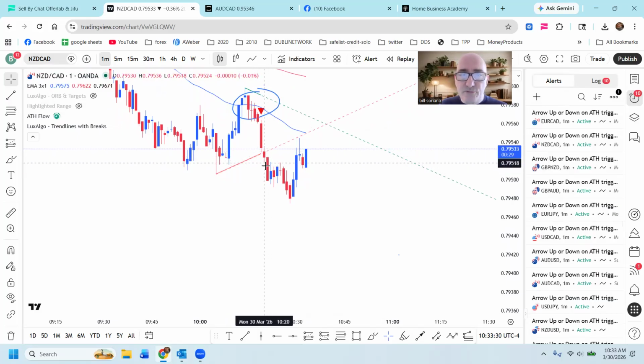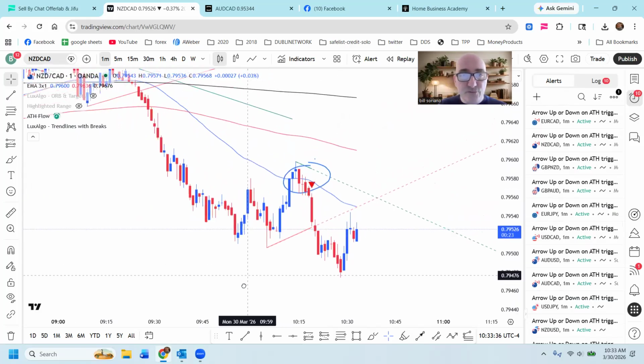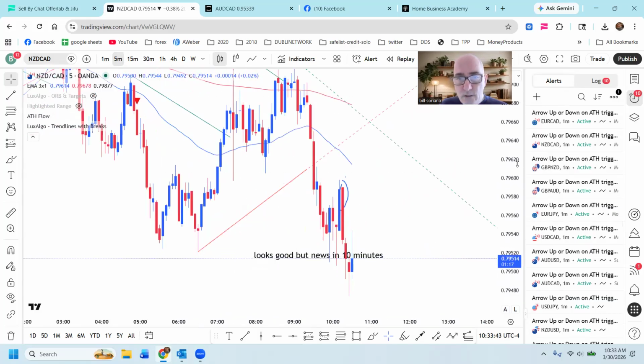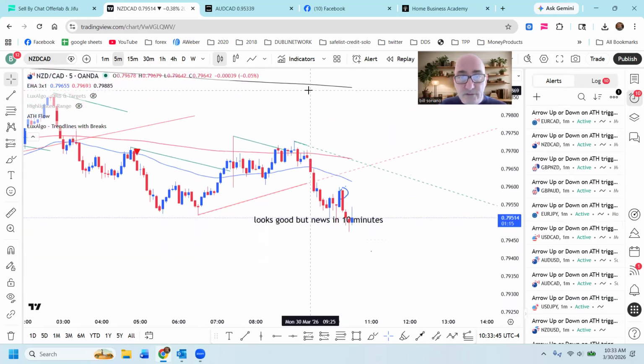Does though close below the trend line. This would be the continuation candle. Again, though, because of the news, we could not take this trade. But you could see here that the moving averages are lined up on the 1. They are also lined up here on the 5.